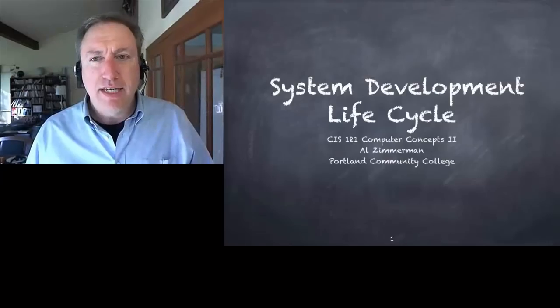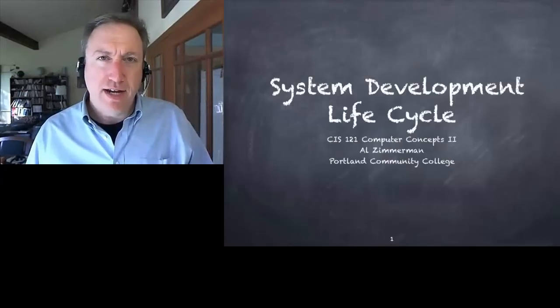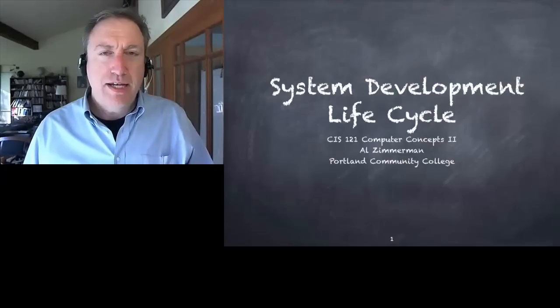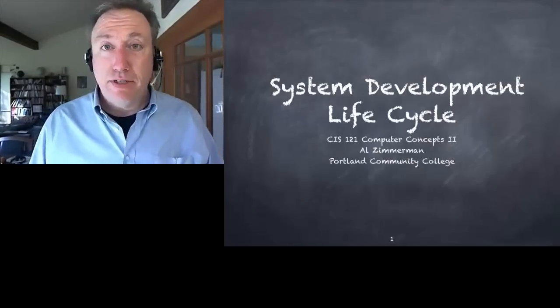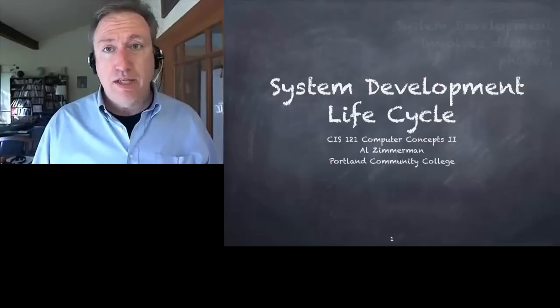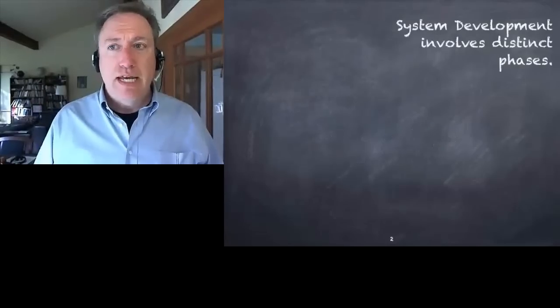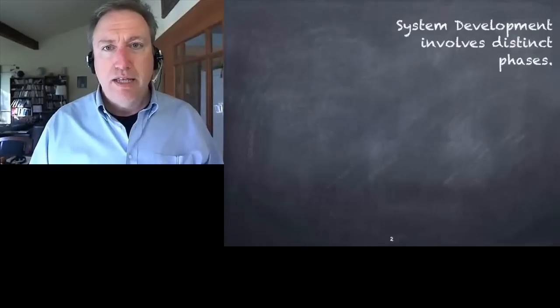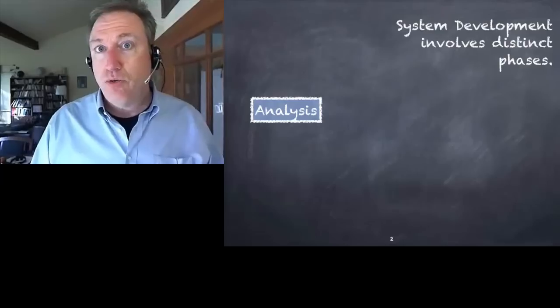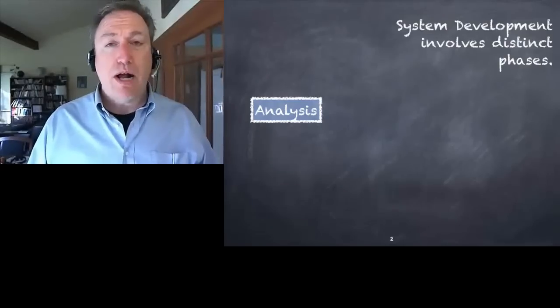Let's talk about the system development life cycle. Any computer information system can take a bit of effort to develop, and so it's a smart thing to break it down into distinct phases. For example, there's the analysis phase where you talk to customers and find out what the problem is, what they need.